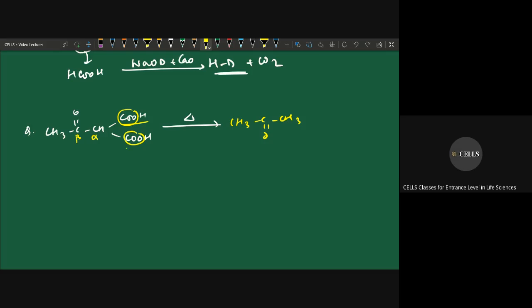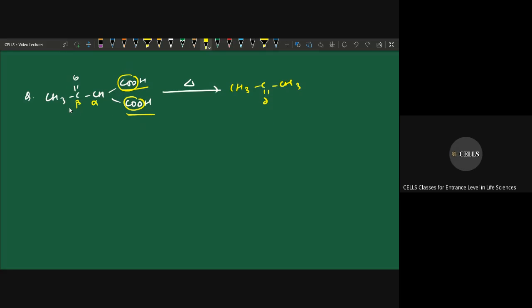Because in this carboxylic acid also, this is the alpha carbon and this is the beta carbon. So we have studied that in case of the beta keto acid or beta unsaturated acid, if you heat that, there will be a decarboxylation. Now you tell me this thing. This is the question for you.